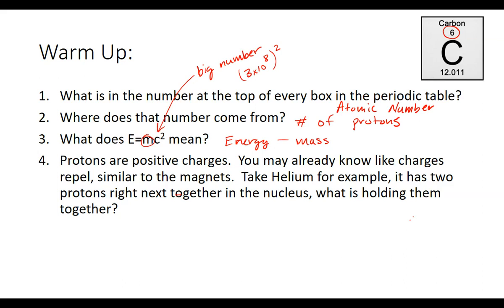Number four, protons are positive charges. You may already know, like charges repel, similar to magnets. Helium, for example, has two protons right next to each other in the nucleus. In general, a proton does not want to be next to another proton because they're both positively charged, just like the north side of a magnet doesn't like to be next to the north side of another magnet. Yet when you put them together in the nucleus, they're totally fine hanging out next to each other.